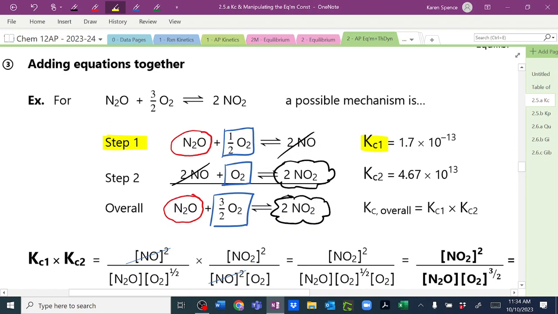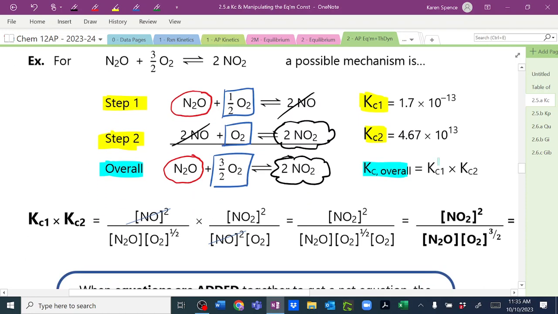Step 1, we call it KC1. Step 2, we call it KC2. And guess what? For the overall reaction, we call it KC overall. And the only thing to know about it is if you add 2 reactions and you get an overall reaction, you multiply the K values. You don't need to be able to prove it, but this next step here will prove it.